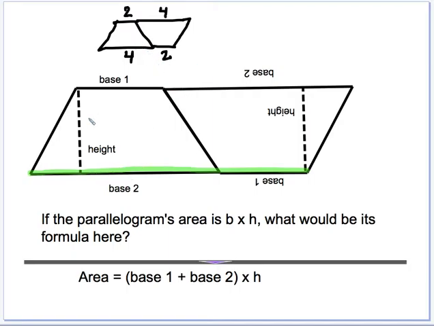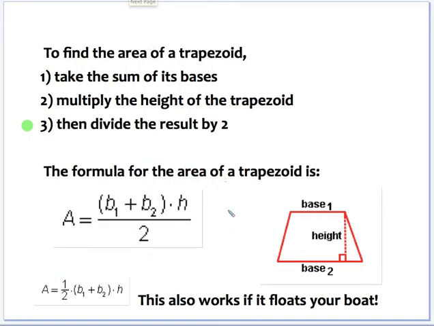So in this case, the formula for parallelogram is base times height, but because we only want half, which is the trapezoid we drew initially, we divide it by 2. And that's where the formula comes from. It's base 1 plus base 2 times height divided by 2. And this is another way of looking at it here. Or you can say 1/2 of base 1 plus base 2 times height.